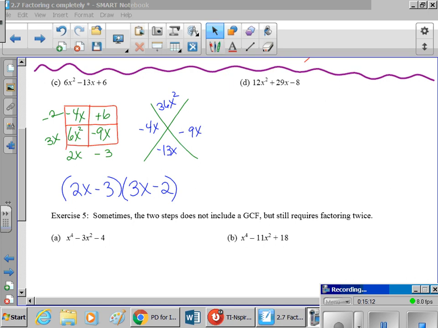So this one actually wasn't a two-stepper. So it would not normally say factor completely if it's not a two-stepper. I think that was probably a typo. And the same thing with D. D is not a two-stepper either because no number goes into 12, 29, and 8. So this is going to be a one-stepper too. So a little bit of a hint. So you ready? Here are the solutions. Bam.